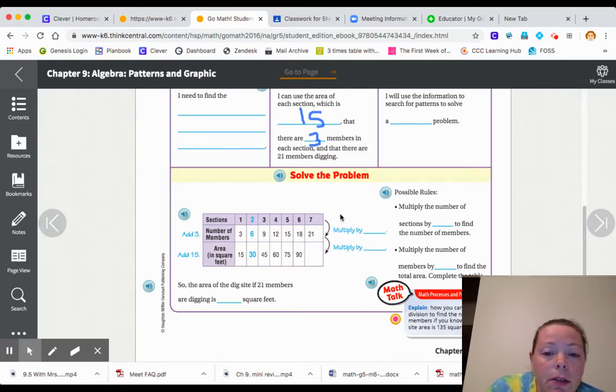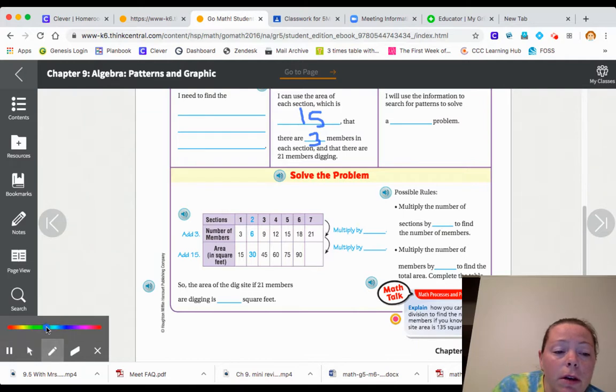So now let's take a look at the possibility of rules here. To get from the number of sections to the number of members, how do I get from 1 to 3? I can add 2, or I can multiply by 3. We need to check something else out to decide what's going to work. 2, can I add 2 to get to 6? No, that doesn't work. Can I multiply 2 by 3 to get to 6? It does. Let's try another one. 3 times 3, 9. 4 times 3, 12.